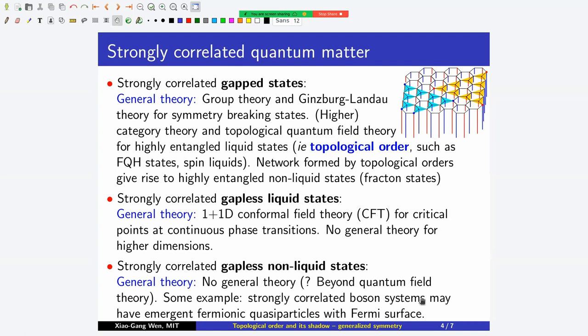And so this time I try to focus on this gapless liquid state, which is simpler. And whether what we learn from the gapless liquid state can help us to learn this non-liquid state with a Fermi surface, I don't know. Yeah, but that's a maybe. So that is basically an overview of what we have.